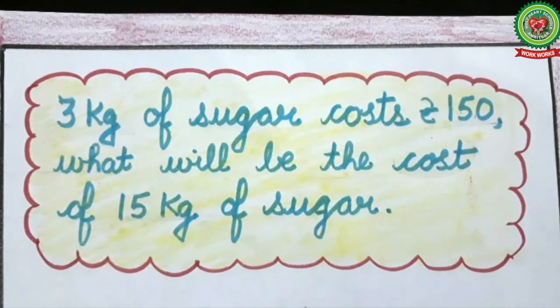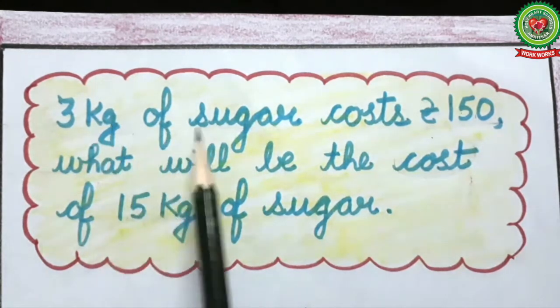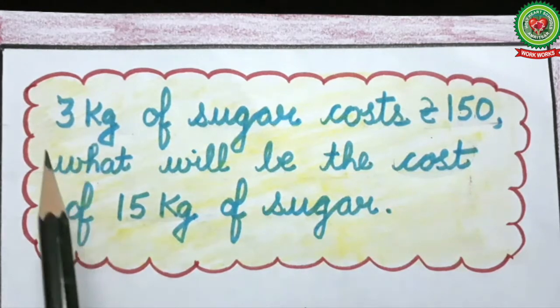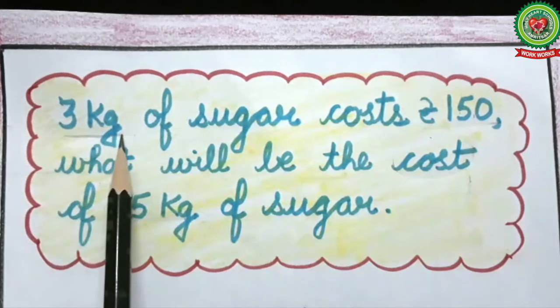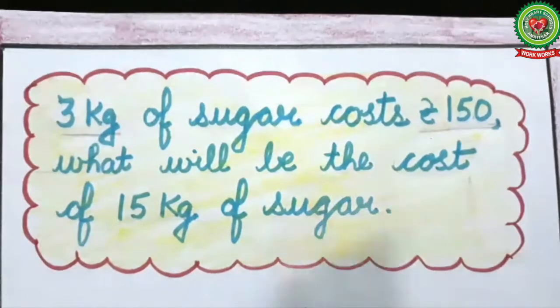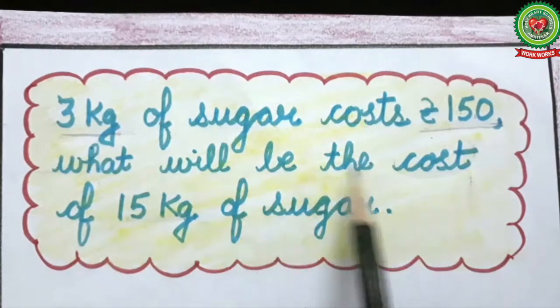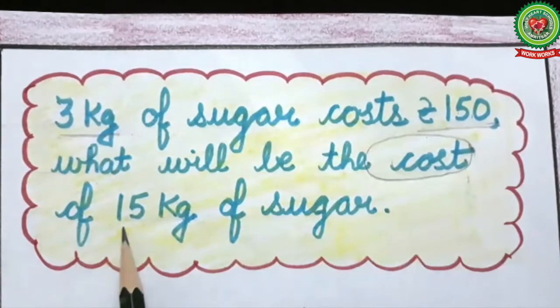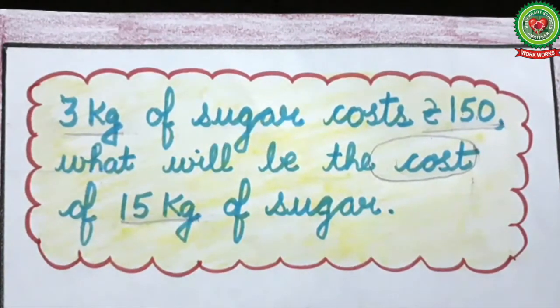Now, let's move towards the questions of direct variation. First example is 3 kg of sugar cost ₹150. What will be the cost of 15 kg of sugar? Here, firstly, we will underline terms which are given to us and circle the terms which need to be found. Here, 3 kg of sugar cost ₹150 is given. What will be the cost? What we need to find? Cost of 15 kg of sugar.